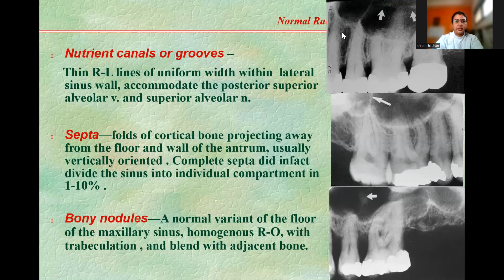Okay, so nutrient canals. What are the nutrient canals? These, and the septa and bony nodules. These are three things that we can see in the maxillary sinus. So first of all, the nutrient canals.